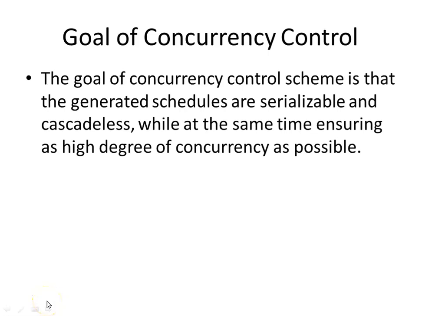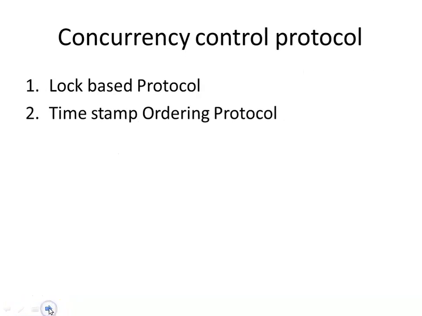So what is the goal of this concurrency control mechanism? A high degree of concurrency among the transactions in a schedule and recoverability of schedules are two opposing requirements. The goal of a concurrency control scheme is that the generated schedules are serializable and cascadeless, while at the same time ensuring as high a degree of concurrency as possible. In this session we will be discussing two different protocols. The first protocol is called the lock-based protocol, and the other one is the timestamp ordering protocol.